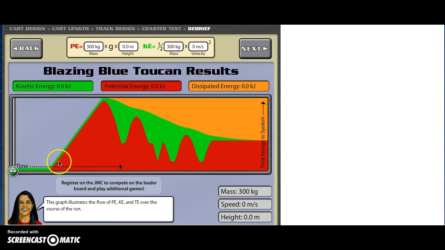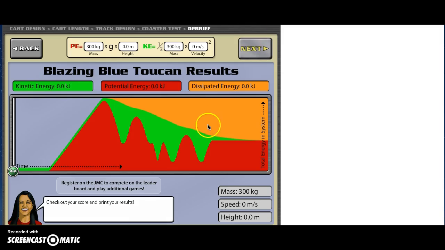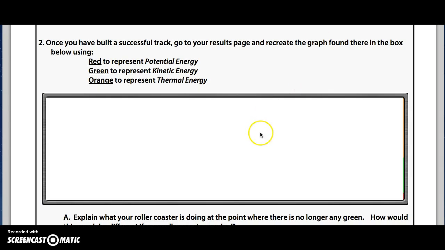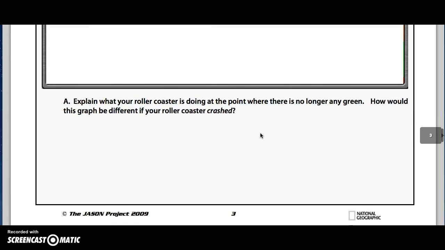You can kind of almost tell where the roller coaster was going up and down hills. You're going to take this information and use the colored pencils again to record that in this box, so you're basically recreating this picture right here. Then you're going to answer some questions. Explain what your roller coaster is doing at the point where there is no longer any green. How would this graph be different if your roller coaster crashed?